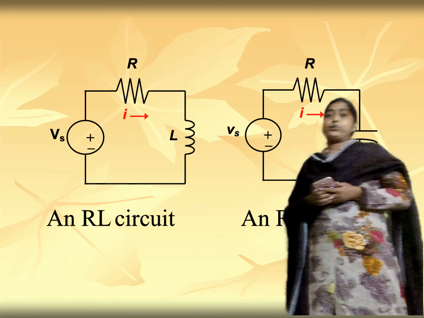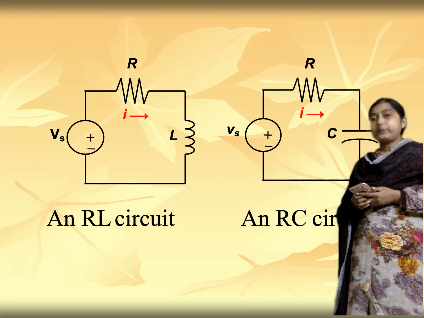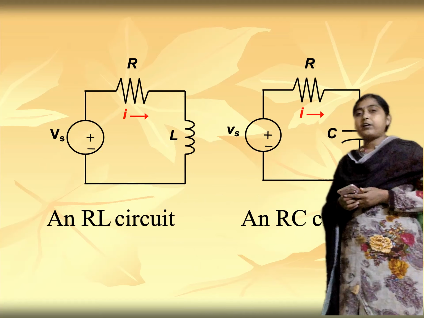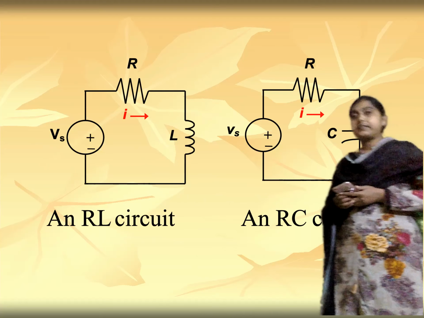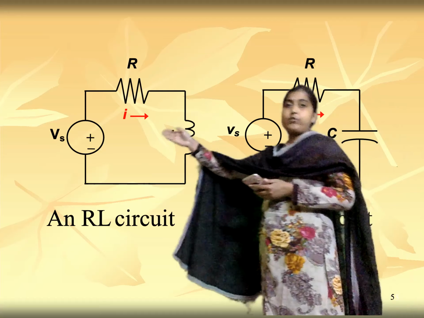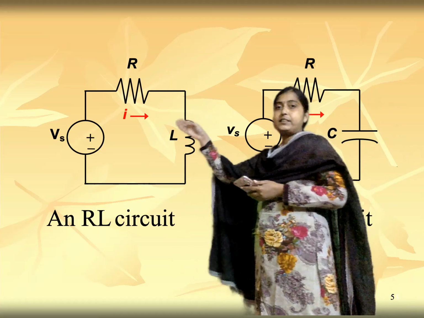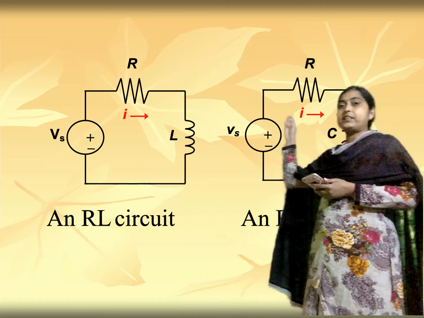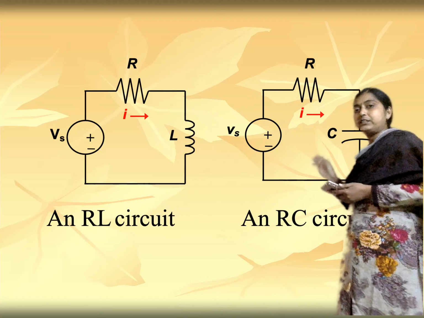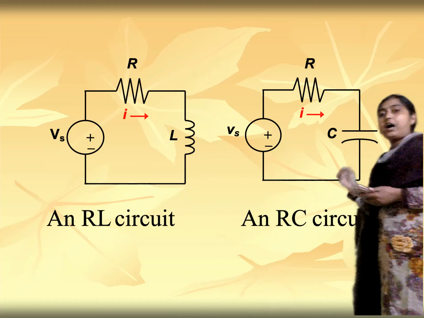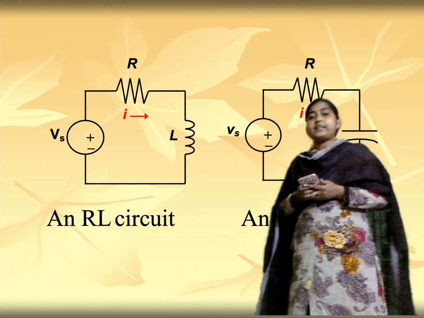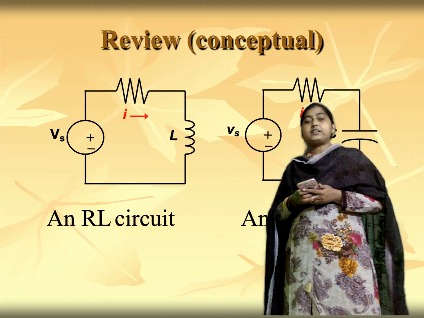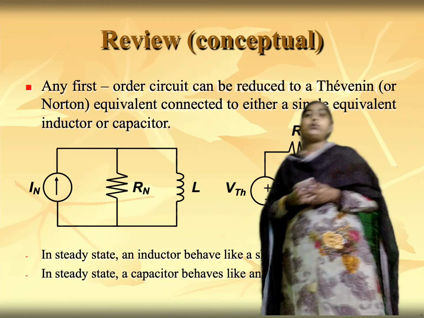Now, coming to how an RL circuit and an RC circuit are represented, let us have an example. We have a voltage source, then a resistor, then an inductor. Such a circuit we call an RL circuit. Similarly, we have a voltage source, a resistor, and a capacitor. Such a circuit we call an RC circuit. How the analysis of RL and RC circuits is done, that we are going to discuss.